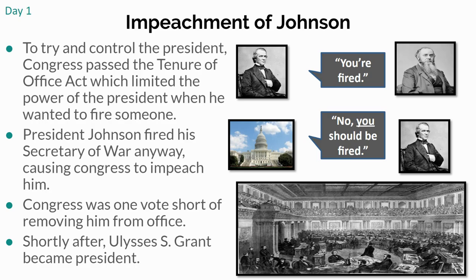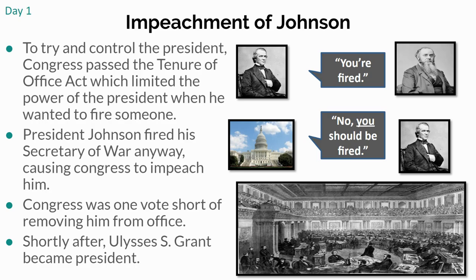They did decide that Johnson was guilty of breaking the law because he did break the law. It's very obvious. But when they voted to remove him, they decided we don't need to remove him. But he won this by only one vote. So if one person had swayed their vote the other way, he would have been removed from office.